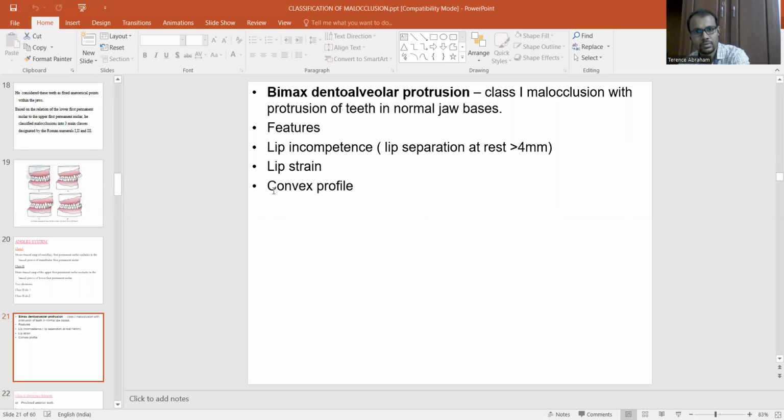Before coming to class 2, after class 1, there is another classification which is called bimax dentoalveolar protrusion. That means class 1 molar relation as well as class 1 skeletal base, but there will be a malocclusion because of the proclined upper and lower anteriors. The main features of bimax dentoalveolar protrusion are lip incompetency, lip strain, a convex profile, and severely proclined upper and lower anteriors.